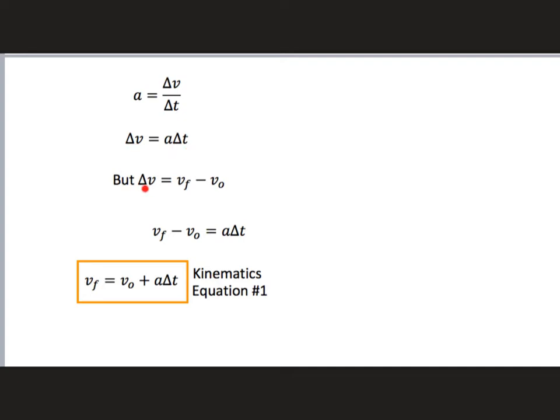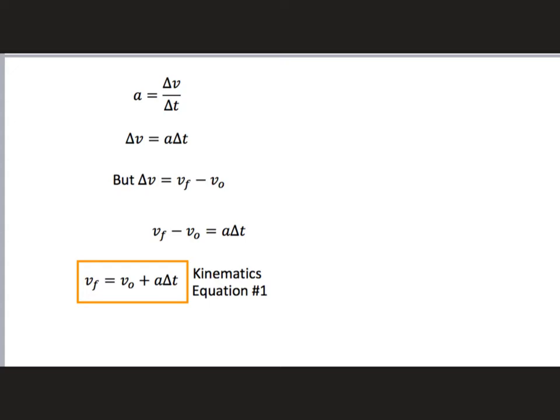But what's delta v equal to? That's just v final minus v initial. So I can plug that in, and I can say that v final minus v initial is equal to a times delta t. And if I bring this v naught over, I solve for v final, I have an equation that tells me that the final velocity equals the initial velocity plus the acceleration times the change in time. And this equation is kinematics equation number 1.